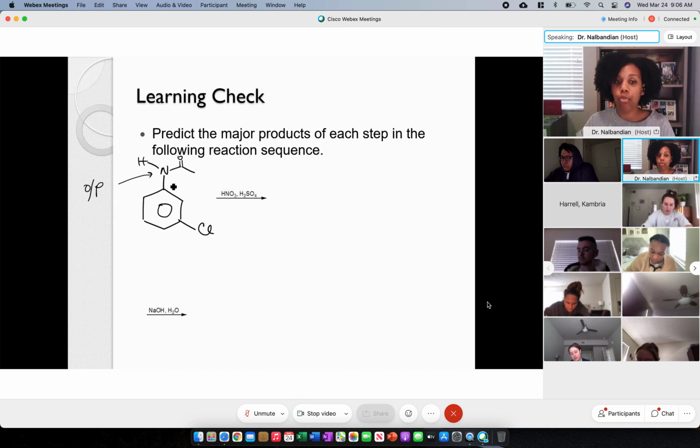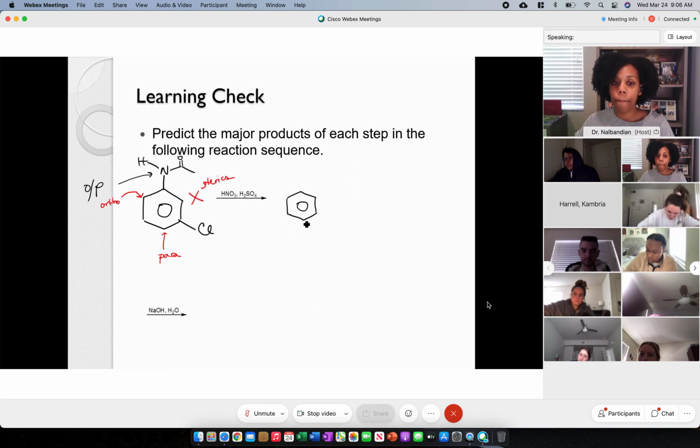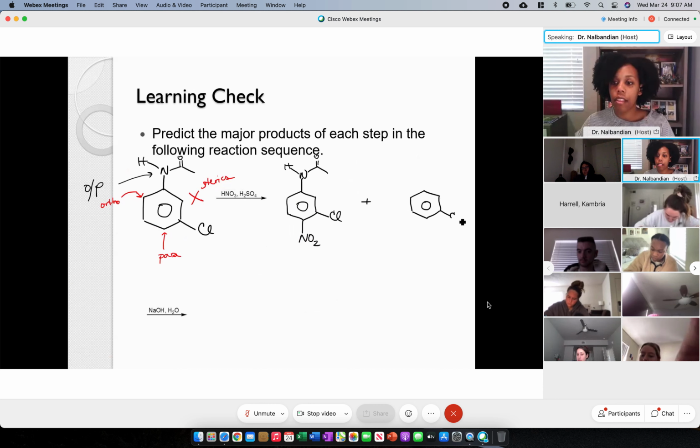So everything is going to be ortho and para to this. So let's look at our different positions that we have. Can we do the reaction in these different spots? We're not going to react here in that ortho position because it's blocked by sterics. But we can do the reaction here, para to the nitrogen, and we can do the reaction here, ortho on this side to the nitrogen. So we're going to get two products. So nitration, so we add a nitro group into the para position, and then we're going to add a nitro group into that ortho position. Only two products possible.